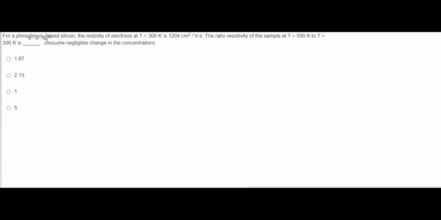about phosphorus doped silicon. Let me just click the brush. And they have given the mobility of electrons at the temperature 300 Kelvin, which is this much speed.